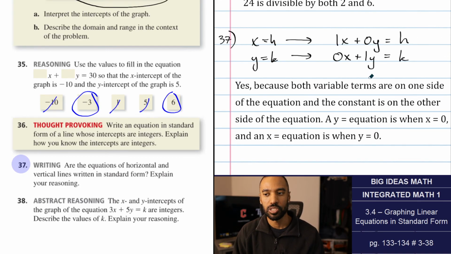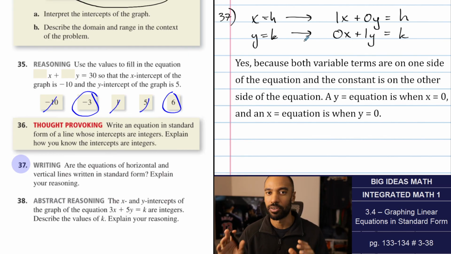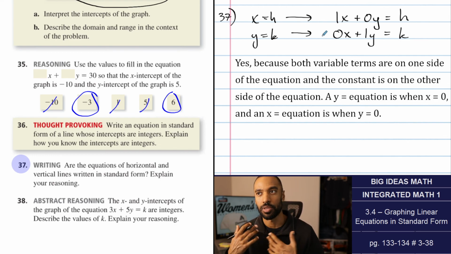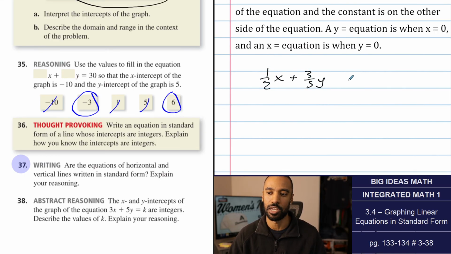There's something about standard form that I didn't mention, and the book didn't mention it either, probably because of the way they set up some problems. Something about standard form that tends to be the case is that A, B, and C are generally integers. And more often than not, especially when I write an equation, A, the term for x, is generally a positive number. So you won't have something that says like 1/2 x plus 3/5 y equals, whatever, 2/3.